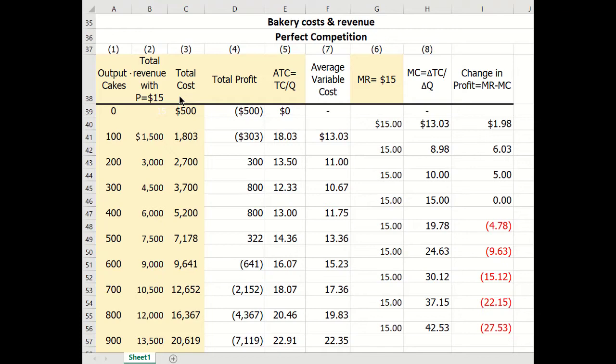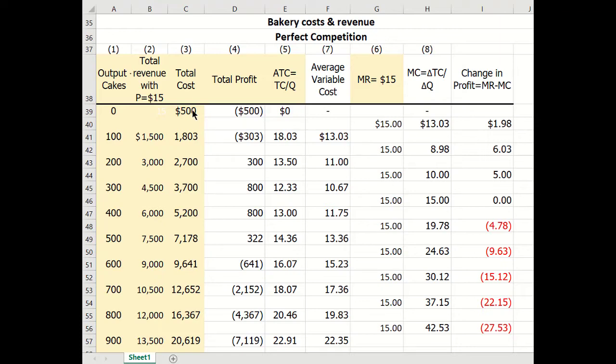Keep in mind that the totals are cumulative effectively, and when we get to averages and marginals, it's on a per unit basis. So we have column 2, total revenue, which is just quantity of cakes times the price of $15 per cake. And we come down, we can see total revenue accumulating. That makes sense. The total costs are accumulating also. Total costs start out at $500. That must be a fixed cost.